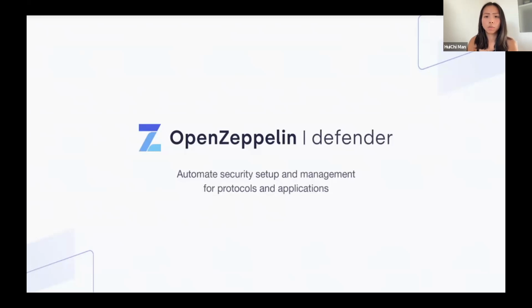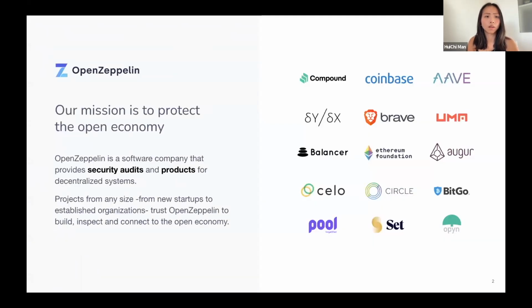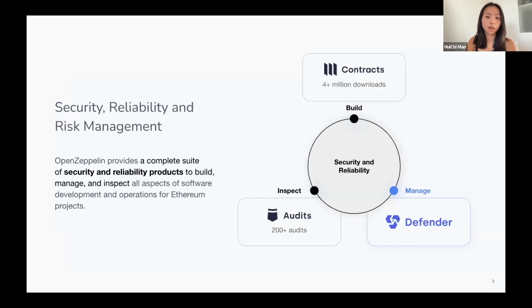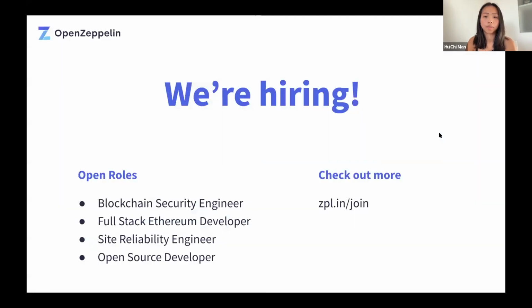We're a security company in the blockchain space. Our mission is to protect the open economy. We work with major players in the industry to help achieve this. We have three main offerings. Many of you know us from our open source smart contract library. We offer audit services, and we built the product Defender, which Santiago will be showing you how to use today.